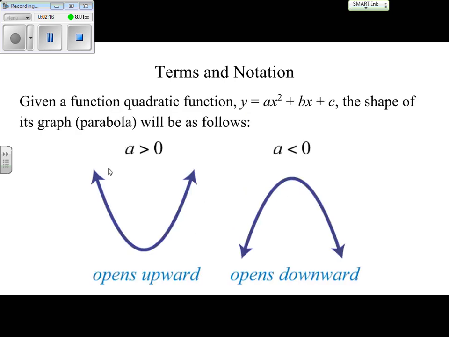Last thing I want to say as review is when we have an a term that is greater than 0, and again, a is the coefficient of x squared, we have a graph that opens upwards, meaning that it has a minimum and the graph extends infinitely positive on the y-axis. If we have an a term that is less than 0, meaning a negative a term, then our graph will open downward and we'll have a maximum for our vertex.